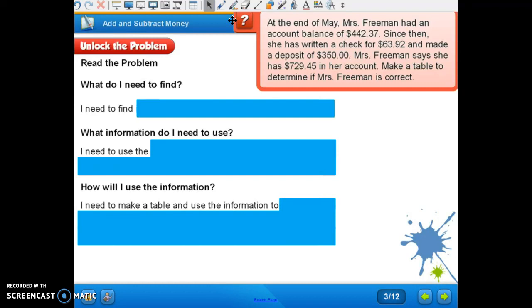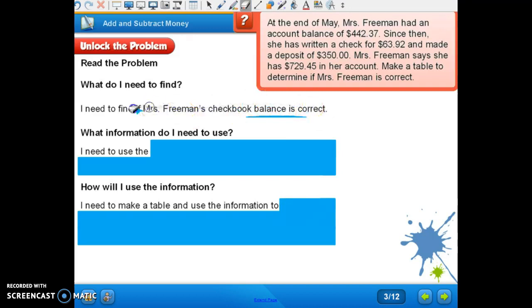If her math is correct. If her balance is correct. Right, so if she did her math right, and if her account balance is correct. Because she doesn't want to be writing a check or using her debit card if she doesn't have money in that account, because there are penalties for that. And it costs you more money in the long run. So here we go. This is what you need to write.